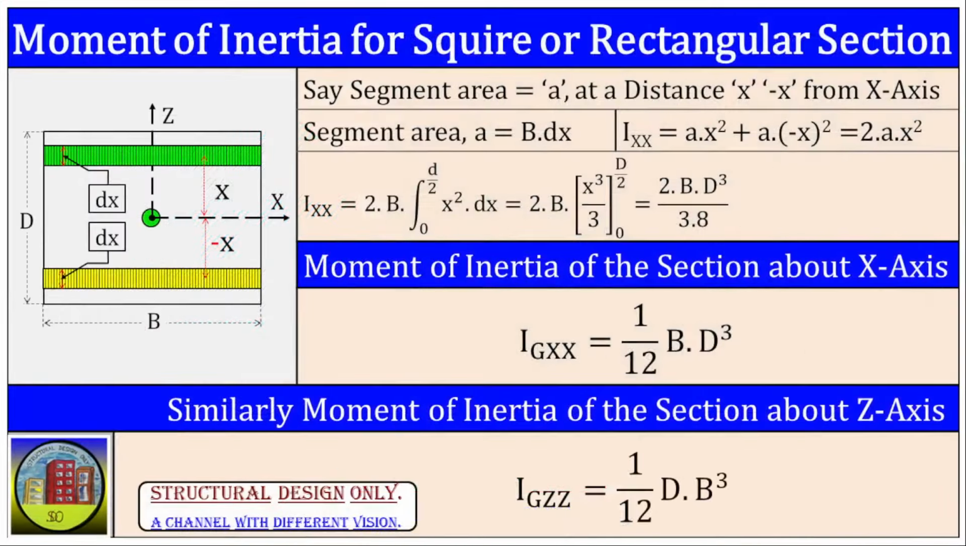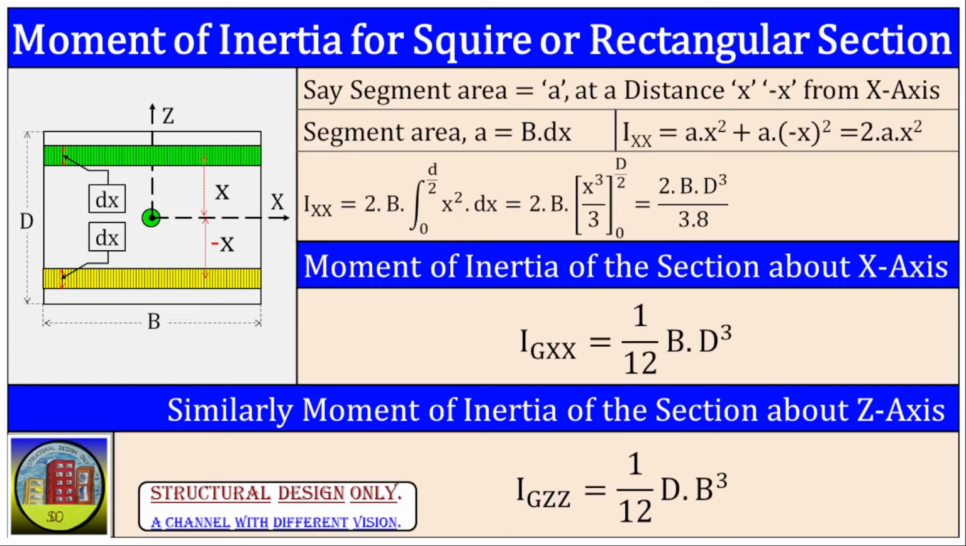Moment of inertia of square or rectangular section. Alright, let's kick things off with the humble square or rectangle. The moment of inertia, MOI, of a square or rectangular section about an axis passing through its center, this center we also call centroid, can be calculated using this formula.